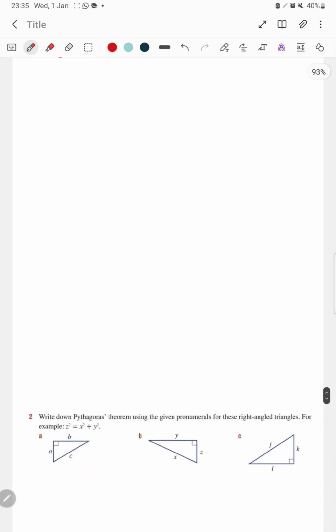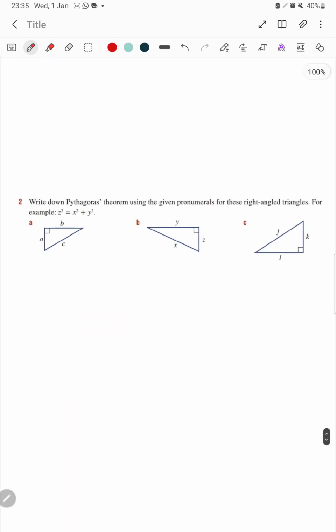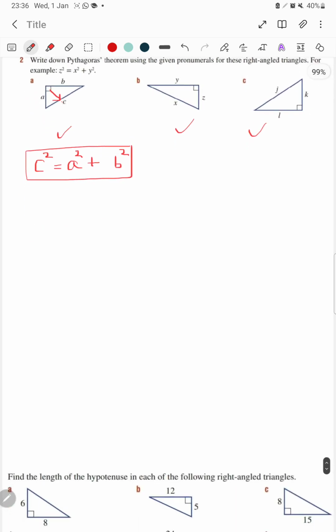Now the next step is how to write down the Pythagoras theorem for the following examples. So the first example is, we have A, B and C, three sides, and the side opposite to the 90 degree angle is C. So the hypotenuse is C, so C square is equal to the square of the two other sides, and we will sum them up. So this is the answer. Similarly, you can try questions B and C.